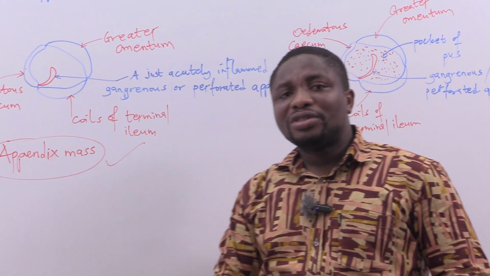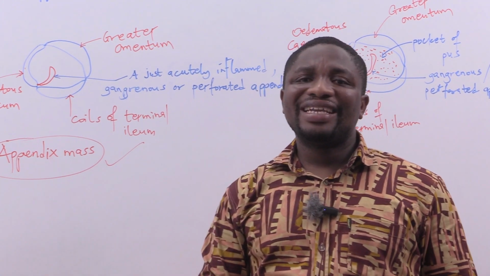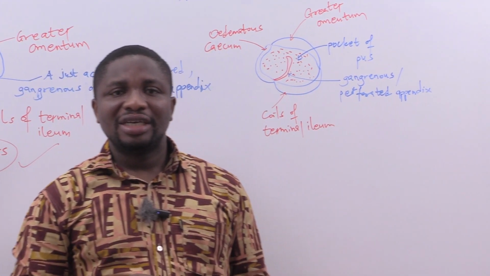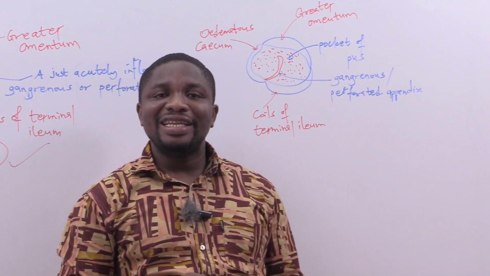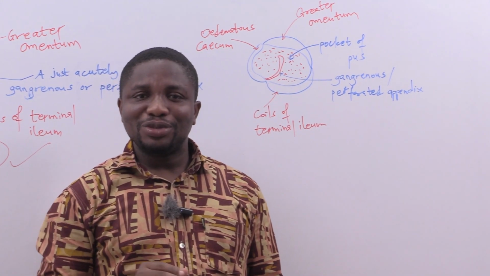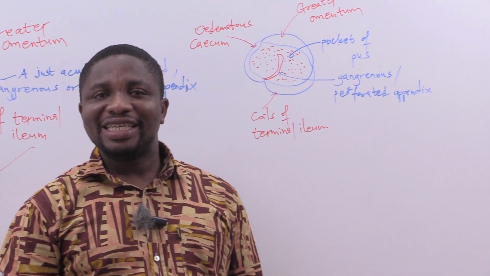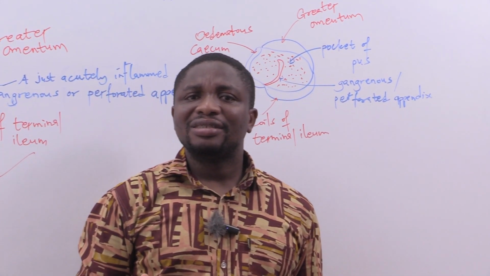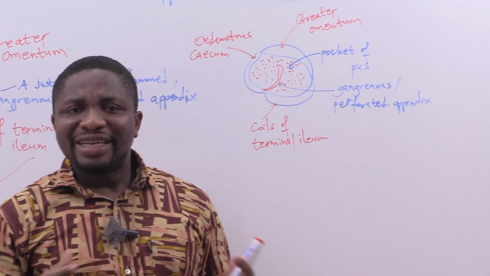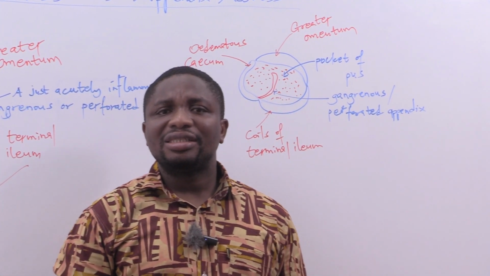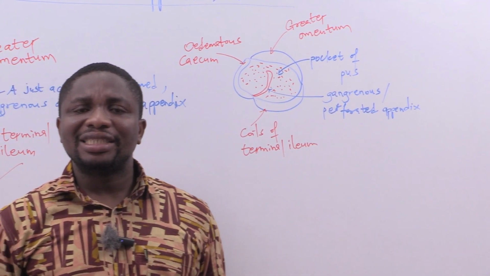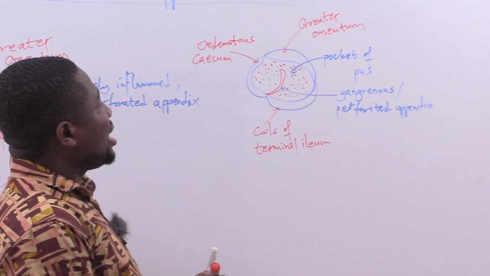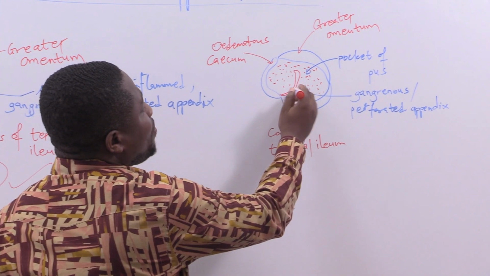Now, let's move on and look at the appendix abscess. Simply put, it refers to a pus containing appendix mass. That is why appendix mass and appendix abscess are in the same bracket. Just that when you have an appendix mass within which is located a pocket of pus, then we call that appendix abscess.